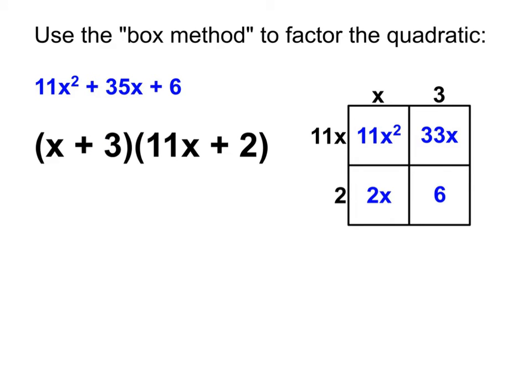I then grab what they equal from the outside. So along the top, I see a positive x and a positive 3. So that is x plus 3. Down the side, on the outside, I see the 11x and the 2. They're both positive. And so inside the parentheses here, they are also both positive. It's just 11x plus 2. And that's our final answer. That is the factored form that we are going for. But notice it's really just a guess and check method.